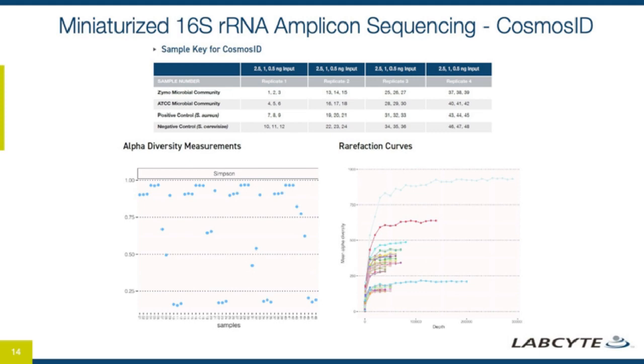The rarefaction curves generated by CosmosID help us determine how many reads are necessary in order to saturate the diversity of the sample. So the very bottom cluster you'll see is the Zymo sample, and you'll see that they all give the same answer and saturate the sample diversity well before 100,000 reads.